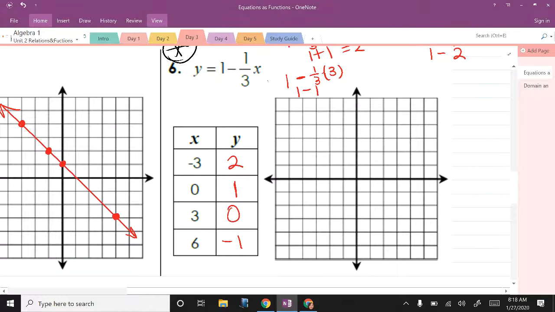Left 3 up 2. 0 up 1. 3, 0. And 6, -1 is kind of, oh, no, it's right there, isn't it? That goes to 6. I graphed one wrong, didn't I? It's too high, isn't it?